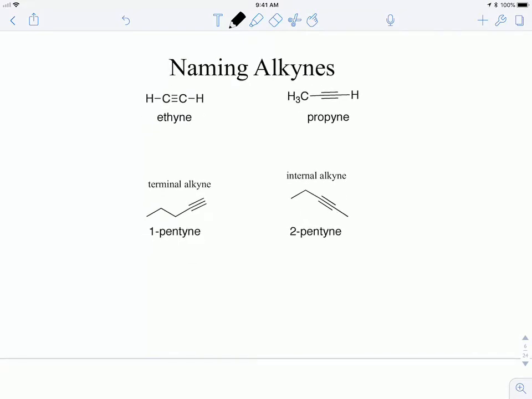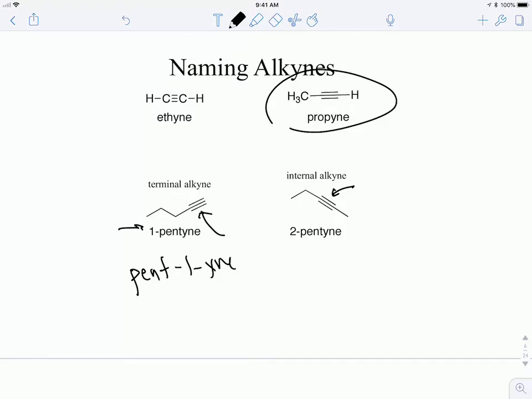Before we talk about that, I want to talk about a more systematic way of naming alkynes. Once you get beyond 3 carbons, then you need to specify where the alkyne is with the number. We're familiar with this. So we can call this 1-pentyne because the carbon-carbon triple bond is the first bond in the molecule, whereas since this is the second carbon-carbon bond, that's 2-pentyne. It's also acceptable to name this as pent-1-yne or pent-2-yne.